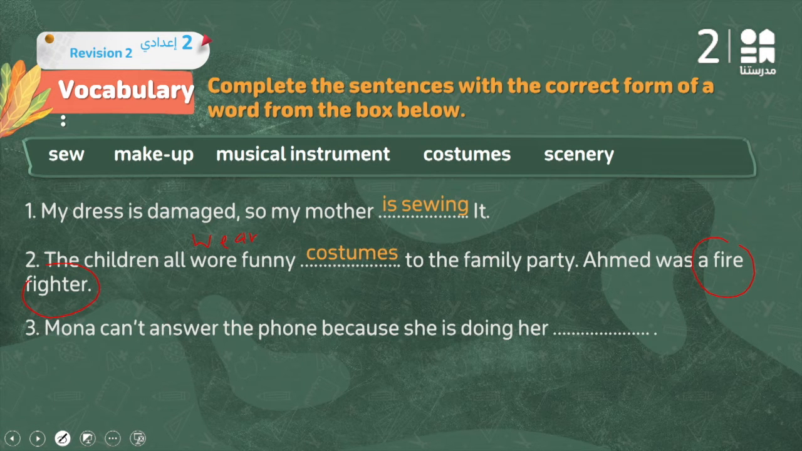Mona can't answer the phone because she is doing her makeup. Okay, she's doing her what? Yes, makeup. Because makeup here is to be preceded by the verb to do. To do makeup, meaning putting on makeup. And I can also say wear makeup, like wear perfume, meaning to put on perfume or makeup. So do or wear. When I say wear makeup, it doesn't mean wearing it like clothes, it means putting the makeup on. Okay.